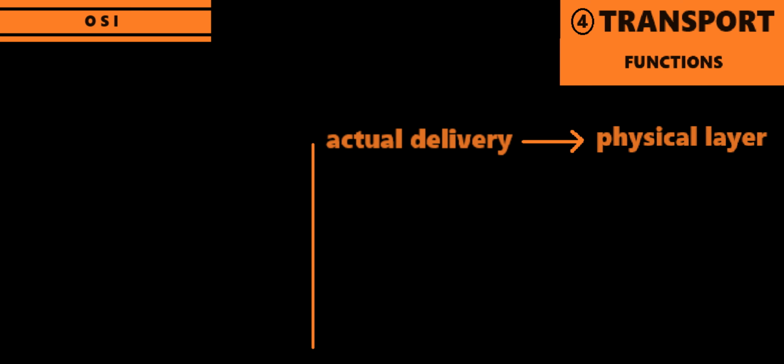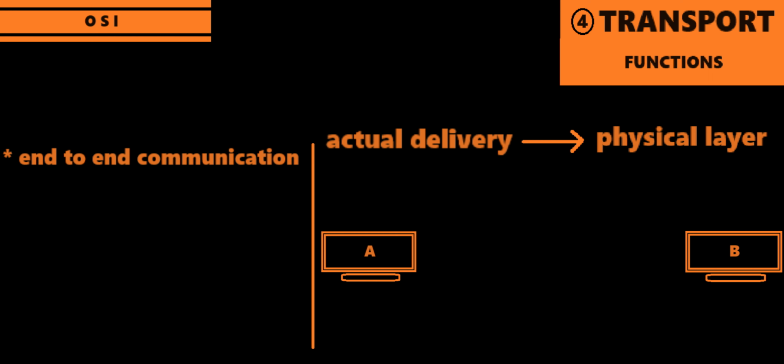Next layer we have is the transport layer. To make it clear, we should keep in mind that the actual delivery of data is the physical layer's responsibility. But the transport layer is responsible for end-to-end communication between devices. End-to-end communication means making sure the message is delivered and in the correct form. If not, then the transport layer will fix the error or resend the message if it wasn't received.